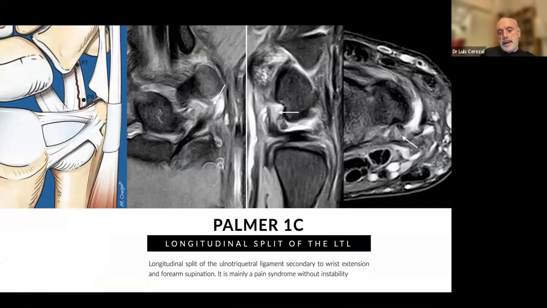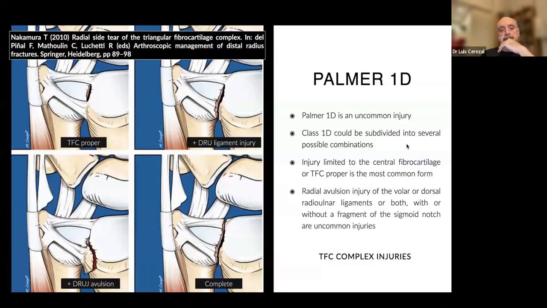Another variant of Palmer class 1C is a longitudinal split of the ulnotriquetral ligament. This is usually secondary to trauma with varus extension and forearm supination, in a patient with chronic ulnar wrist pain. On MRI, we see the ulnotriquetral ligament with degenerative changes and a split near the triquetrum insertion. It's very easy to see in coronal, sagittal, and also axial images.